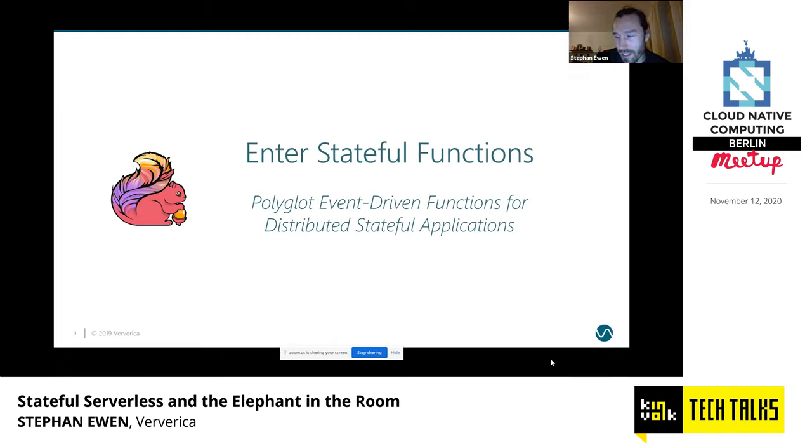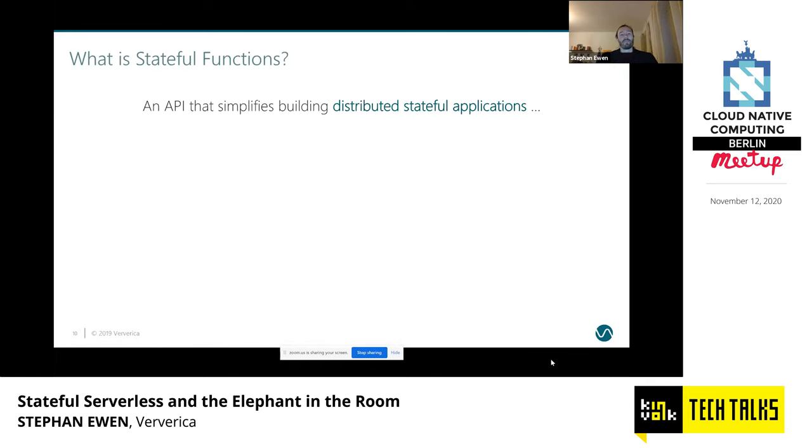There are two aspects to it. As with many things that talk about distributed application architectures, there's the architecture behind it, and then an API in which to develop against this architecture, to express the concepts inherent to this architecture in a good way. So let's start with the side of Stateful Functions. What does it give you as the developer when you want to build distributed stateful applications?